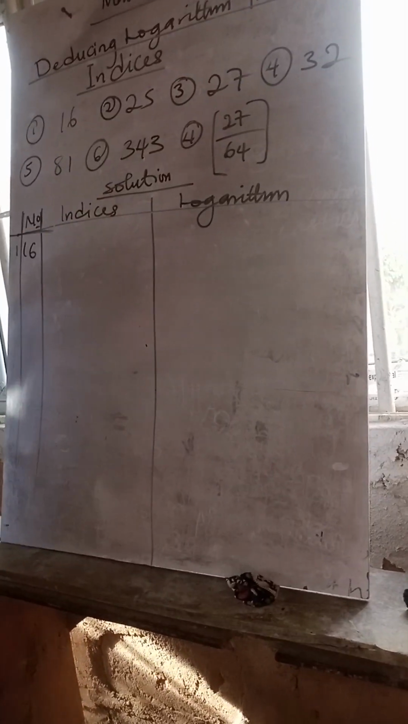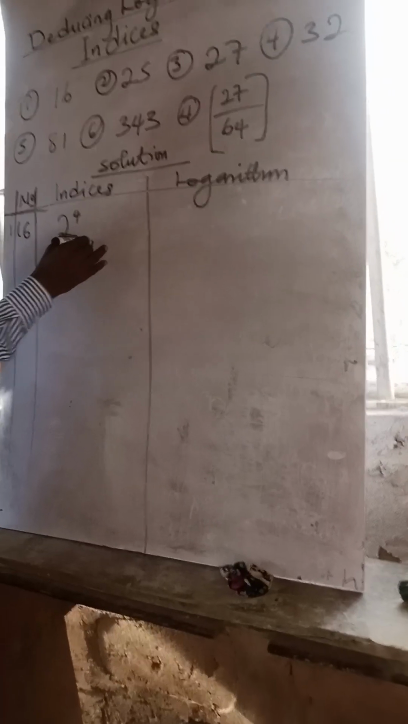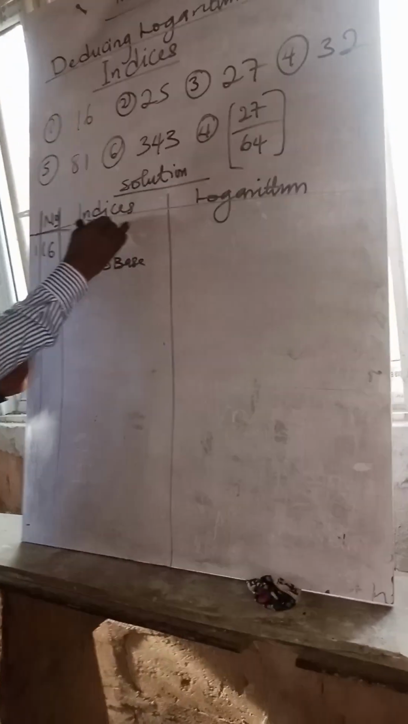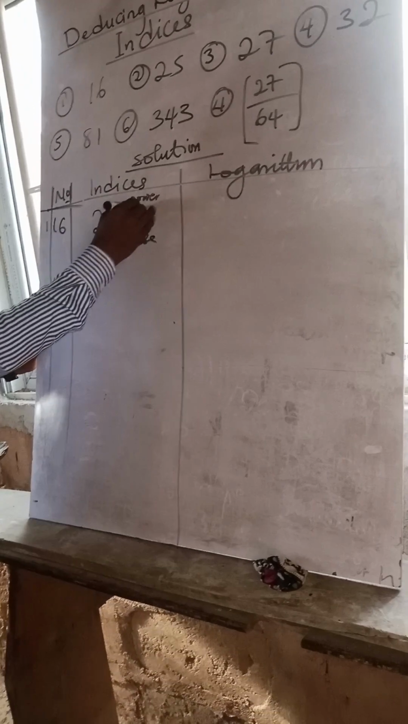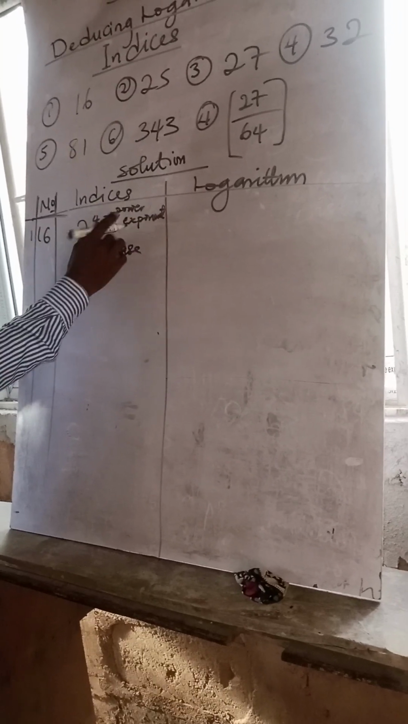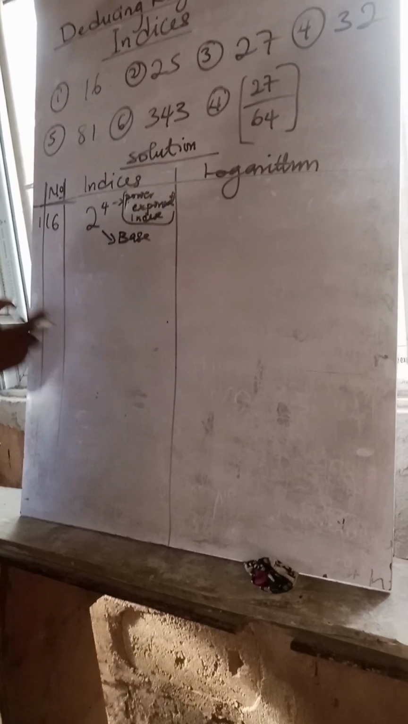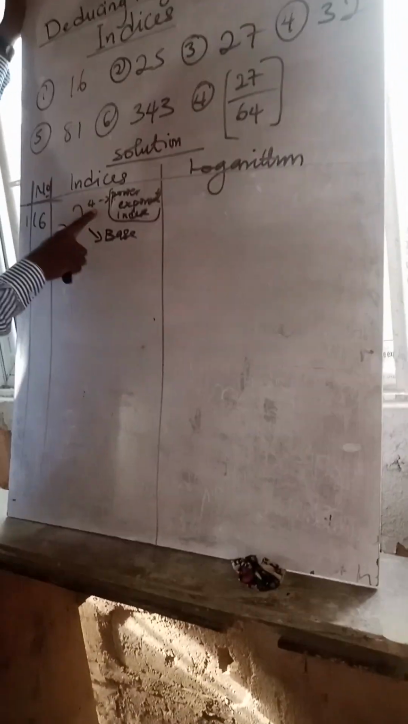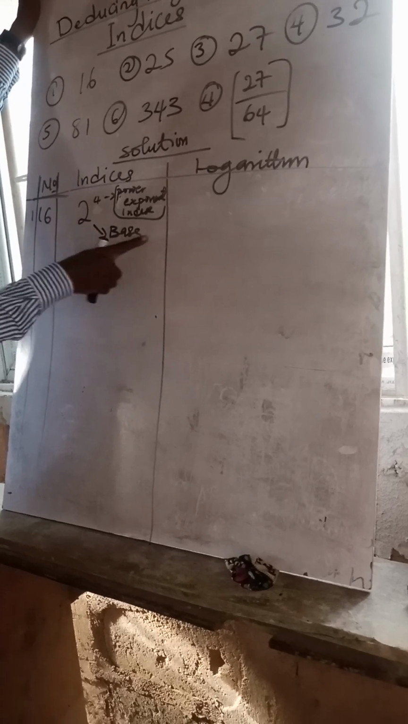In indices, if we turn 16 to index form, it is going to be 2 raised to the power of 4. Remember this, we'll call the 2 our base, and the 4 is what we call our power, also known as exponent or index. This 4 is also known as the power or exponent or index, while this bigger value is called the base.